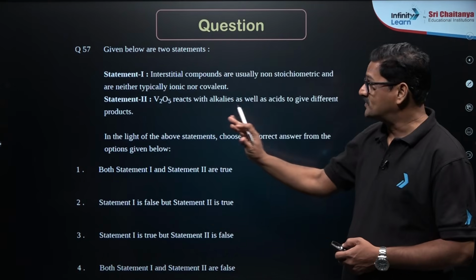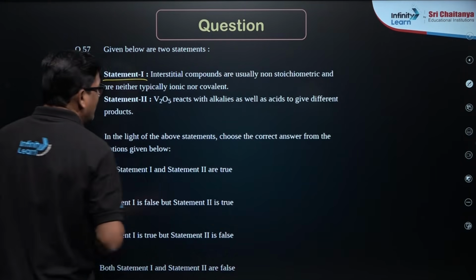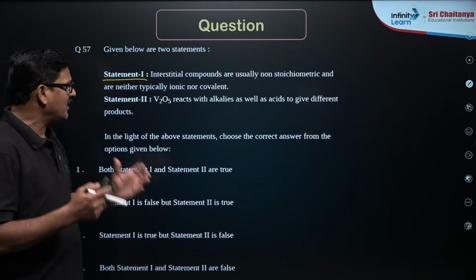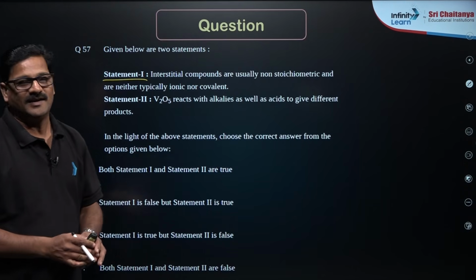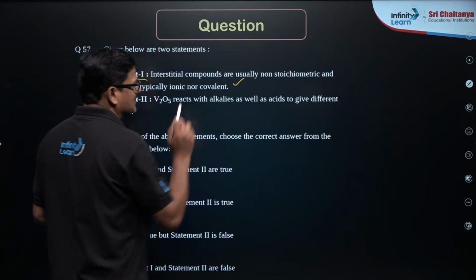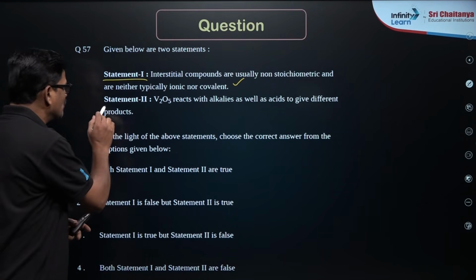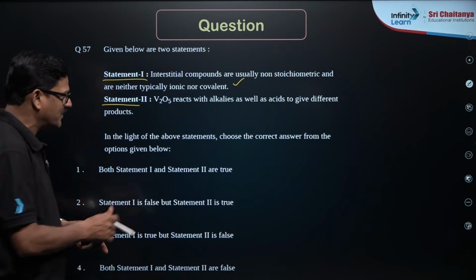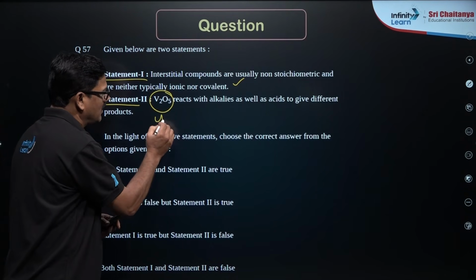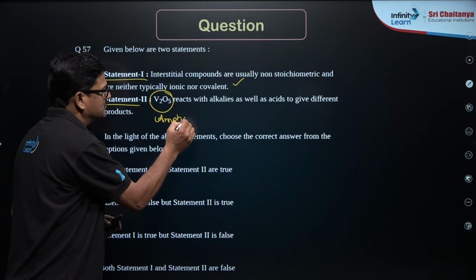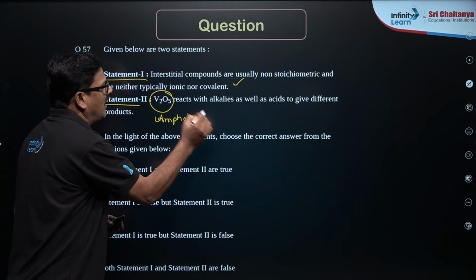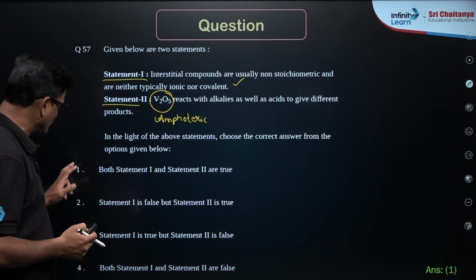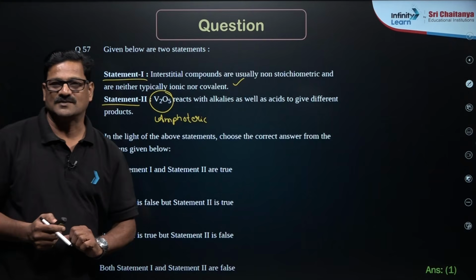Students, here is one more statement based question. Statement 1: interstitial compounds are usually non-stoichiometric and neither typically ionic nor covalent. It is a wonderful statement and it is a correct statement. And statement 2: V2O5 reacts with alkali as well as acid to give different products. Of course, V2O5 is amphoteric in nature. Therefore, both statements are true. Option 1 is the correct answer for this question.